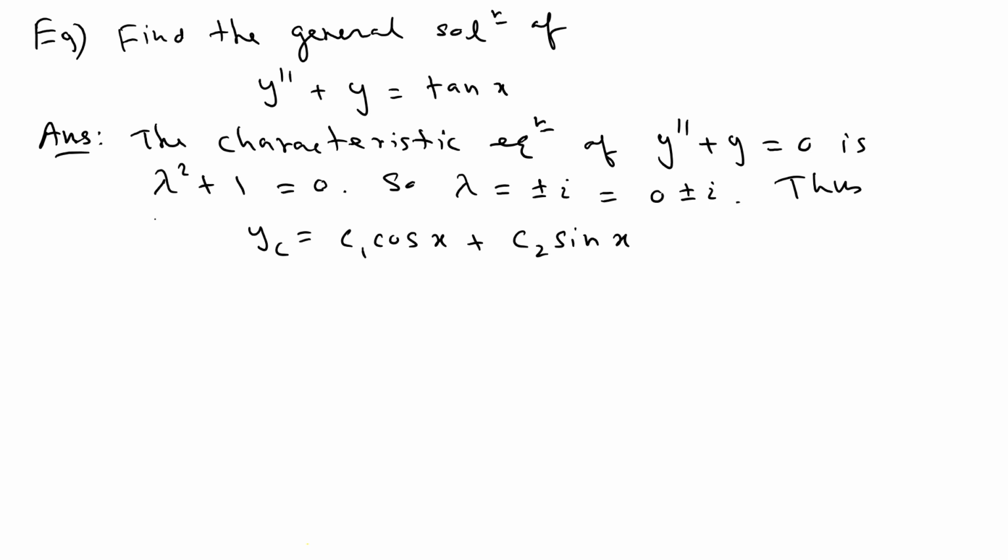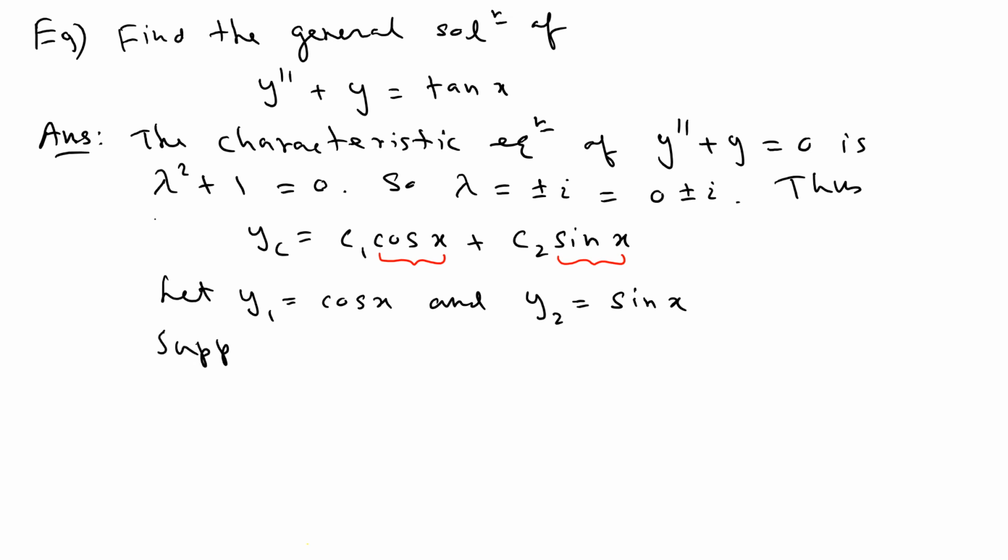Now what we're going to do is pick the two solutions. There's no order here. This is y1 and y2, the two solutions. We're going to say let y1 equal cosine x and y2 equal sine x. So now we're going to suppose a particular solution yp, which is of the form u1 y1 plus u2 y2. So in this case it is u1 cosine x plus u2 sine x.